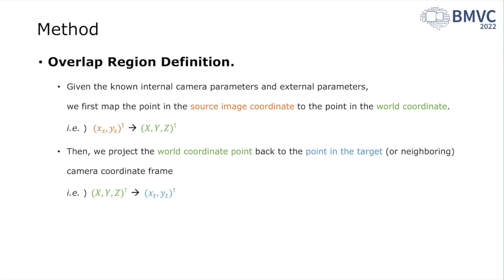We use a binary mask to consider losses from overlap regions, blocking gradients from non-overlap regions for training our stereo disparity estimation module. Given the known internal camera parameters and external parameters, we first map the point in the source image coordinate to the point in the world coordinate. Then, we project the point back to the point in the target, or neighboring, camera coordinate frame.